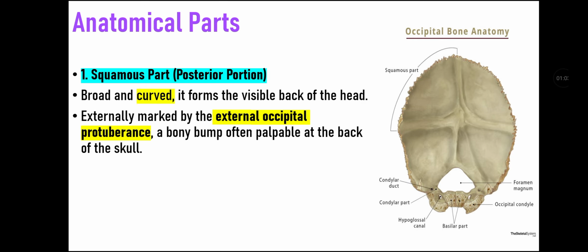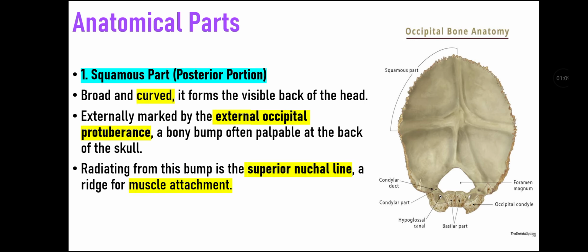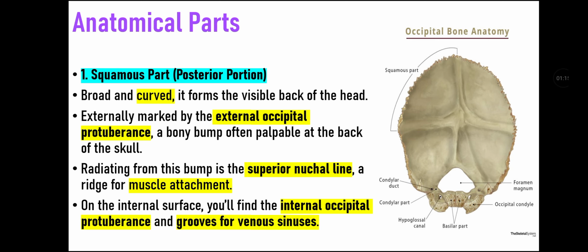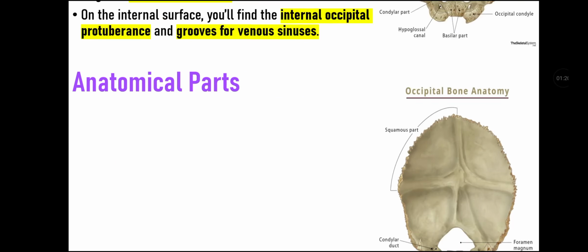It is externally marked by the external occipital protuberance, which is a bony bump often palpable at the back of the skull. Radiating from this bump is the superior nuchal line, which is a ridge for muscle attachment. On the internal surface you will find the internal occipital protuberance and grooves for venous sinuses.